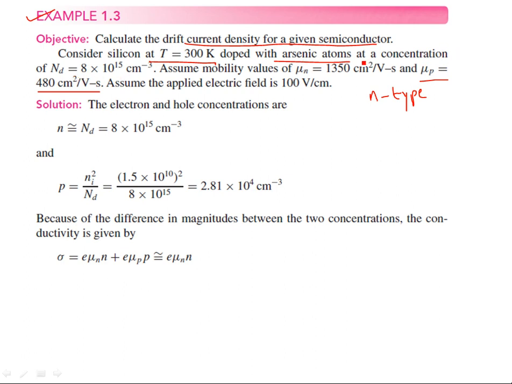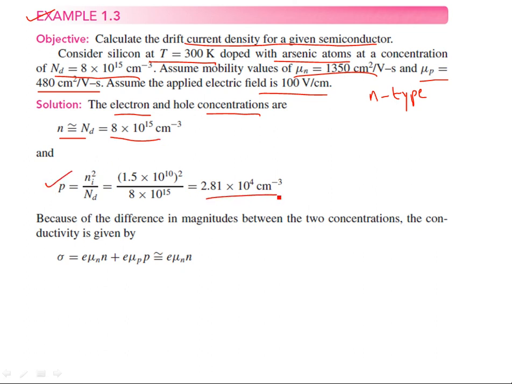The concentration is very small in magnitude compared to that of the electrons. The concentration of arsenic atoms, which is the charge that is going to contribute, is given as 8 into 10 to the power 15 per cubic centimeter. Assume the mobility values are 1350 for electrons and 480 for holes. The applied electric field is 100 volts per centimeter. Now, since we have an N-type material, we can evaluate the electron and hole concentrations assuming thermal equilibrium, and the majority of the charge carriers come from arsenic. So n is 8 into 10 to the power 15, and you can evaluate the hole concentration.